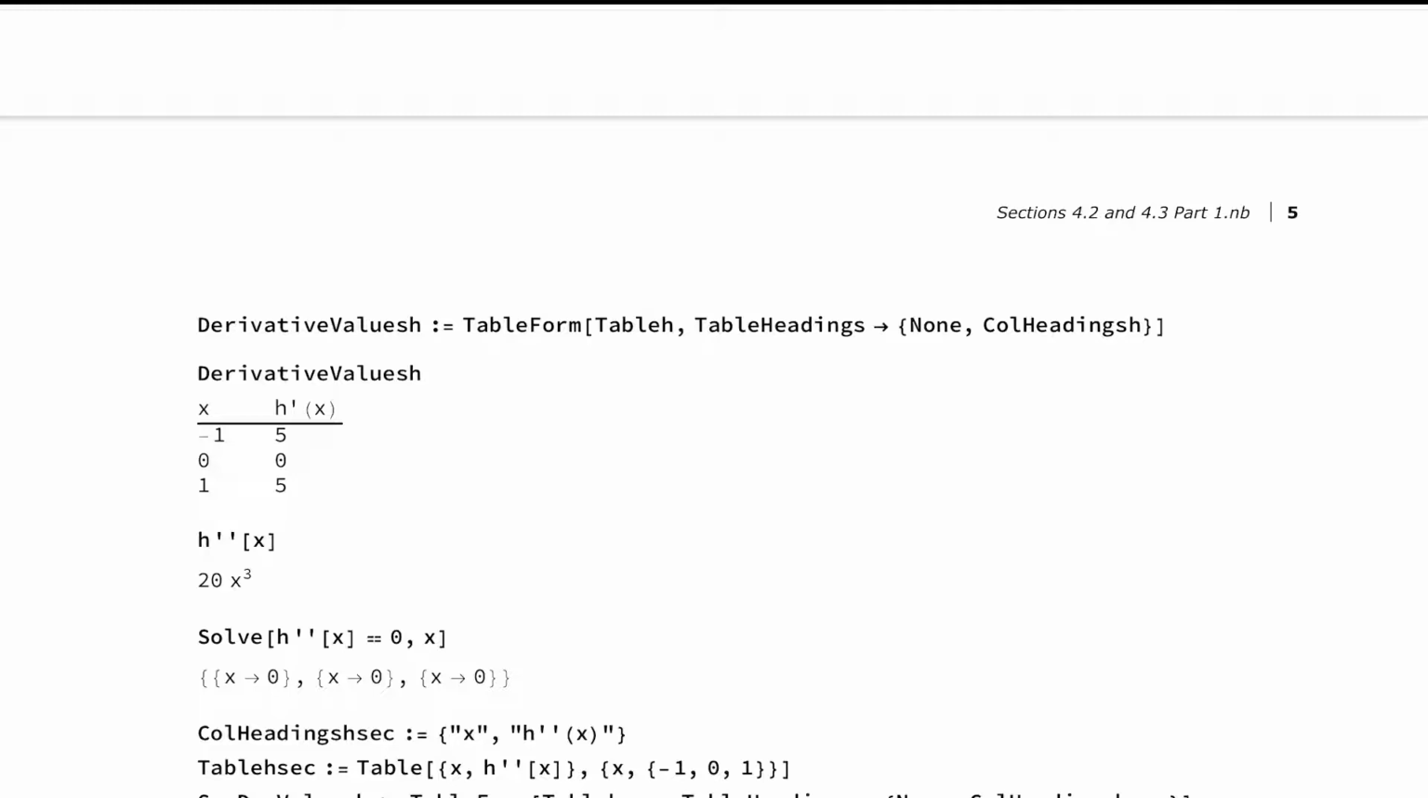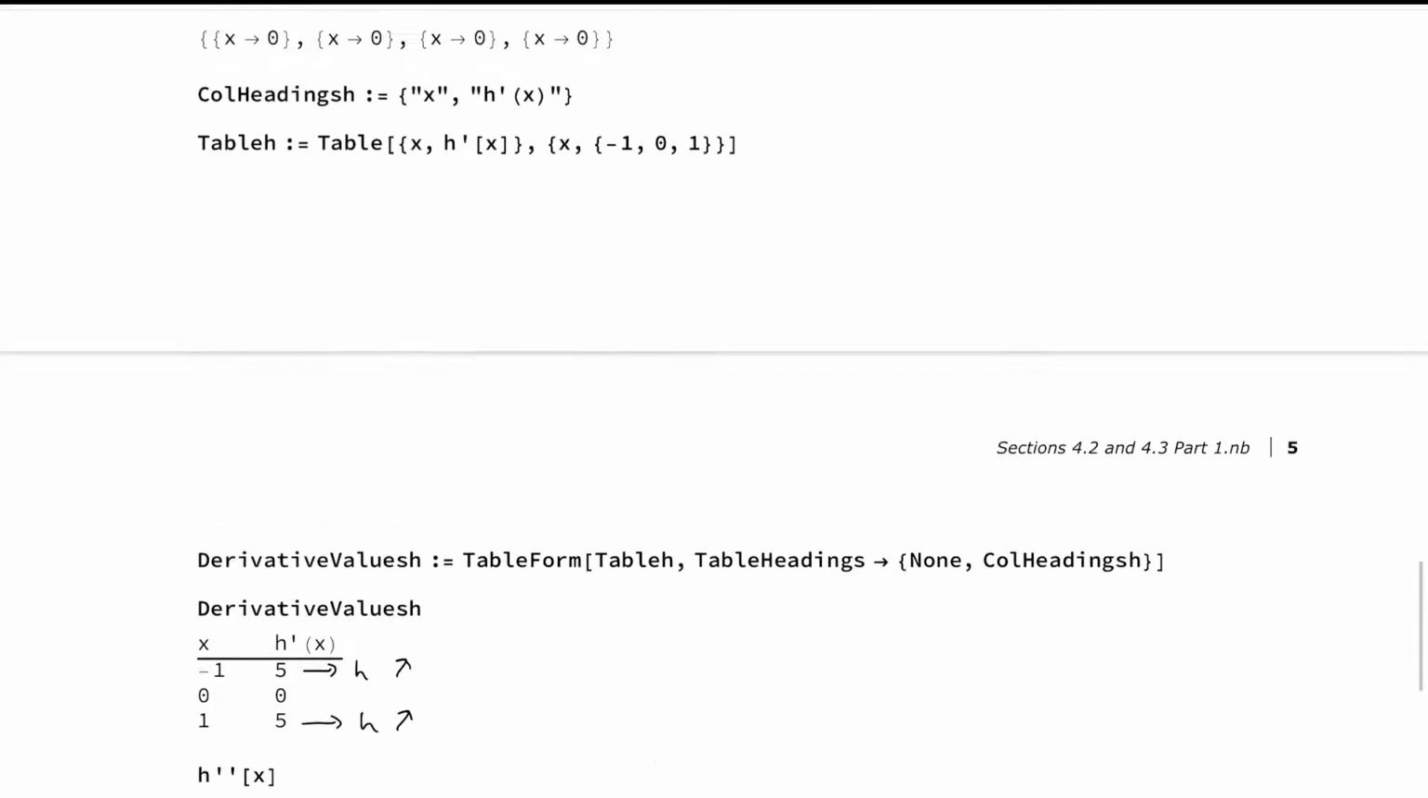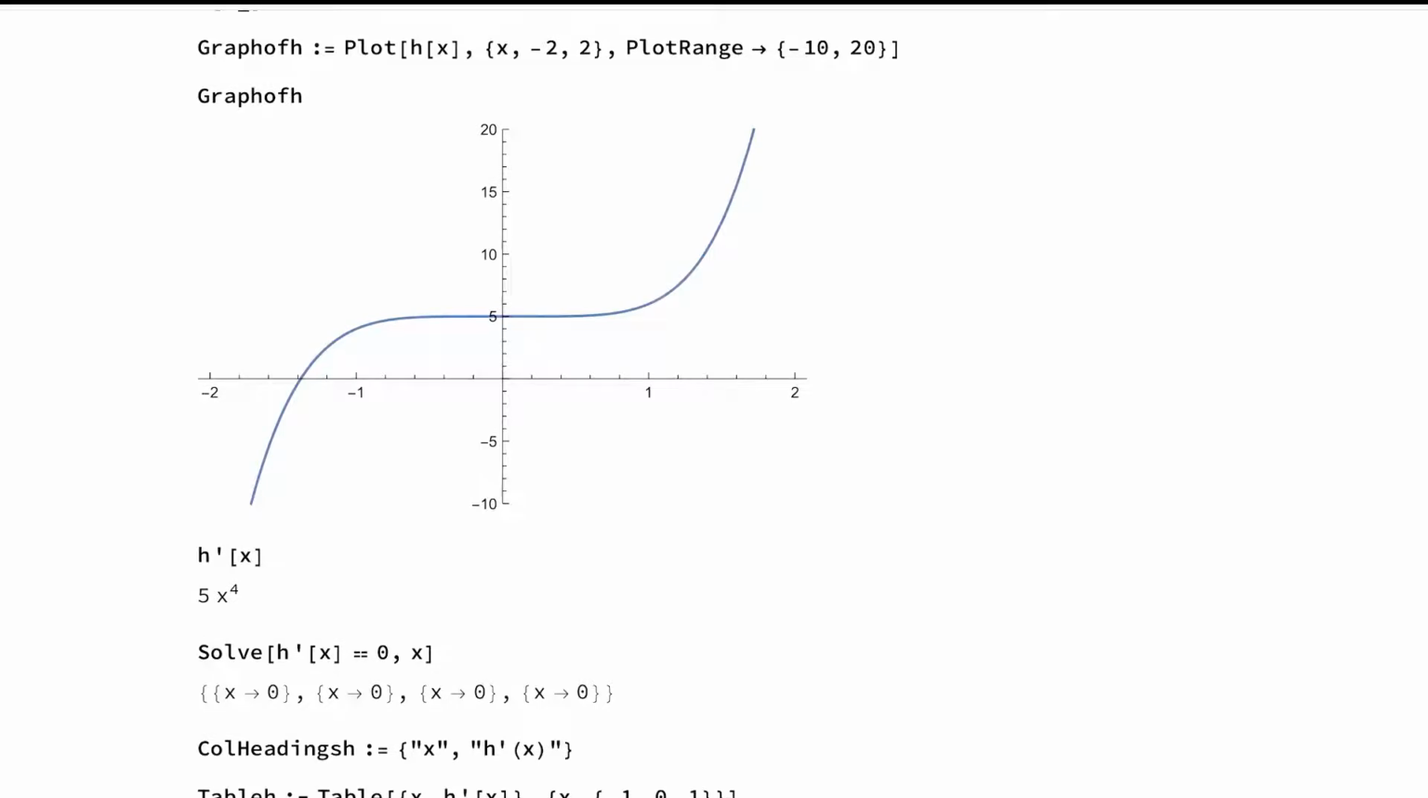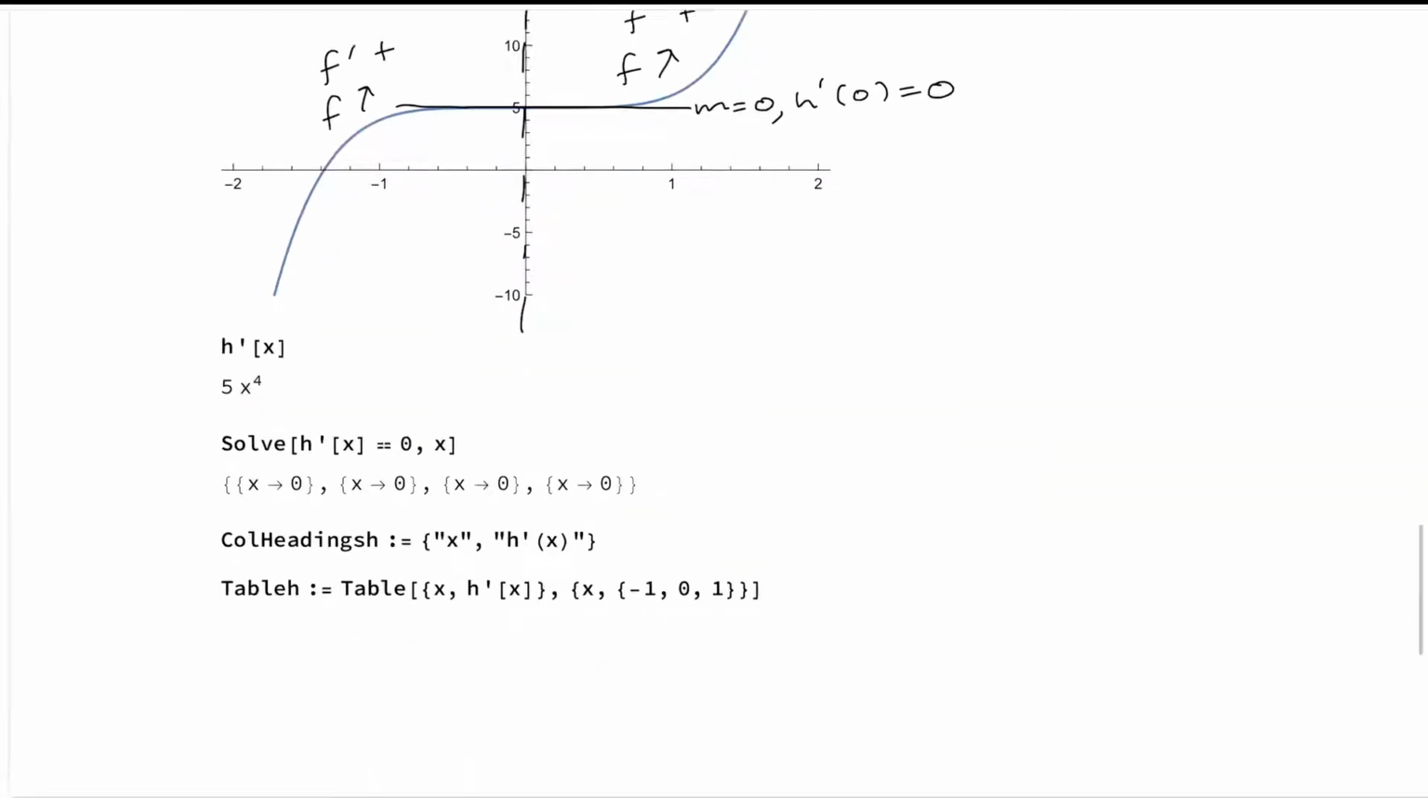And here I'm using the table method of the first derivative test, where I see h prime is positive. Whoops, I meant to switch back to black there. H prime positive, that means h is increasing. Then h prime positive again, meaning h is increasing. So I have a horizontal tangent line when x equals 0. H prime of 0 is 0.